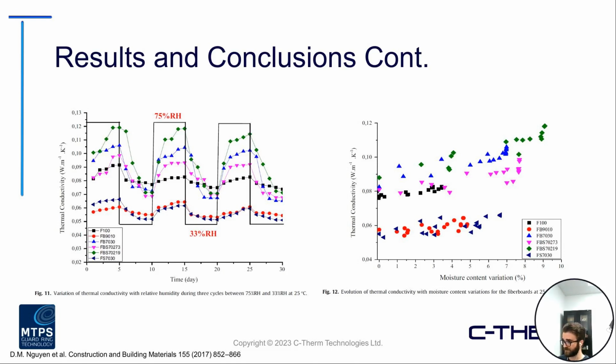The graph on the right is a look at the thermal conductivity purely as a function of the moisture content variation. Again, we can see, generally speaking, a slight change in thermal conductivity as moisture increased, but fairly tight results there.